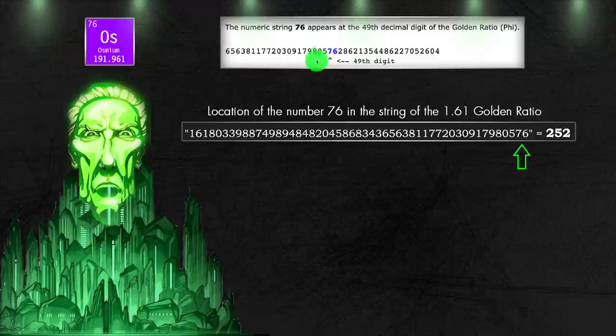So here it is. The 76 appears at the 49th and 50th decimal digit. I already showed that a little bit earlier, but there it is. And when you add up all these digits, going all the way to the 76, 49 and 50, you're going to get 252 in the string of the golden ratio. So here's pure math again now, showing the Wizard of Oz. 252 is the total addition of all these digits, 1.618033 all the way to the 76. And we end there. There it is. 252.